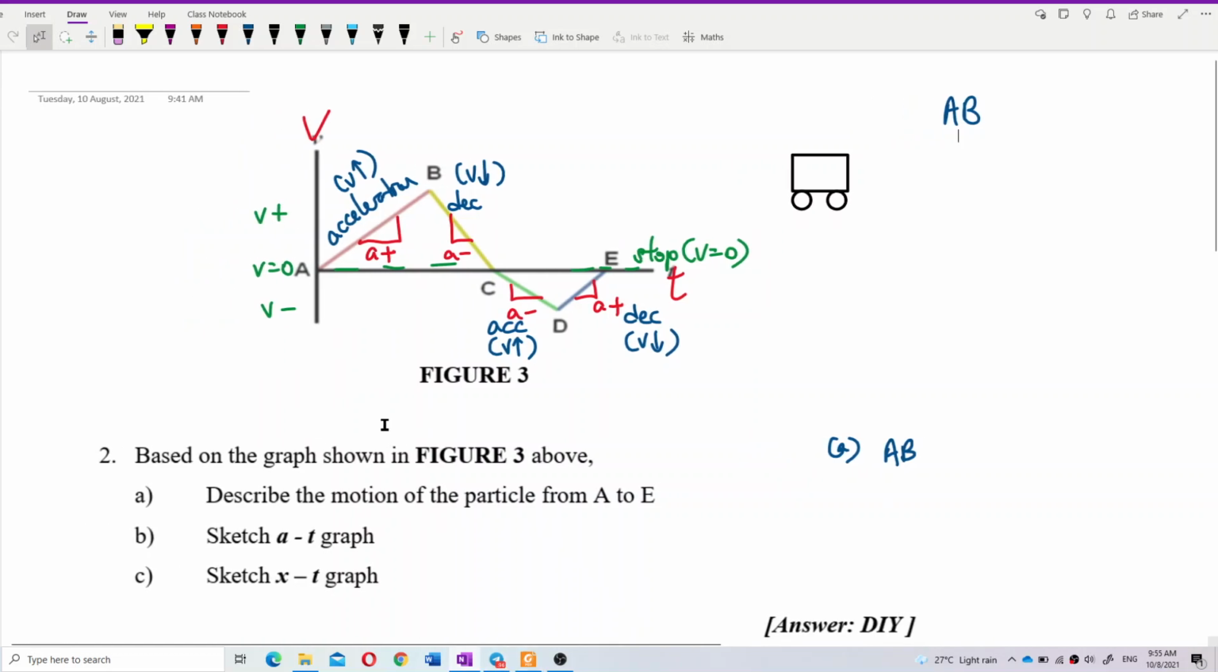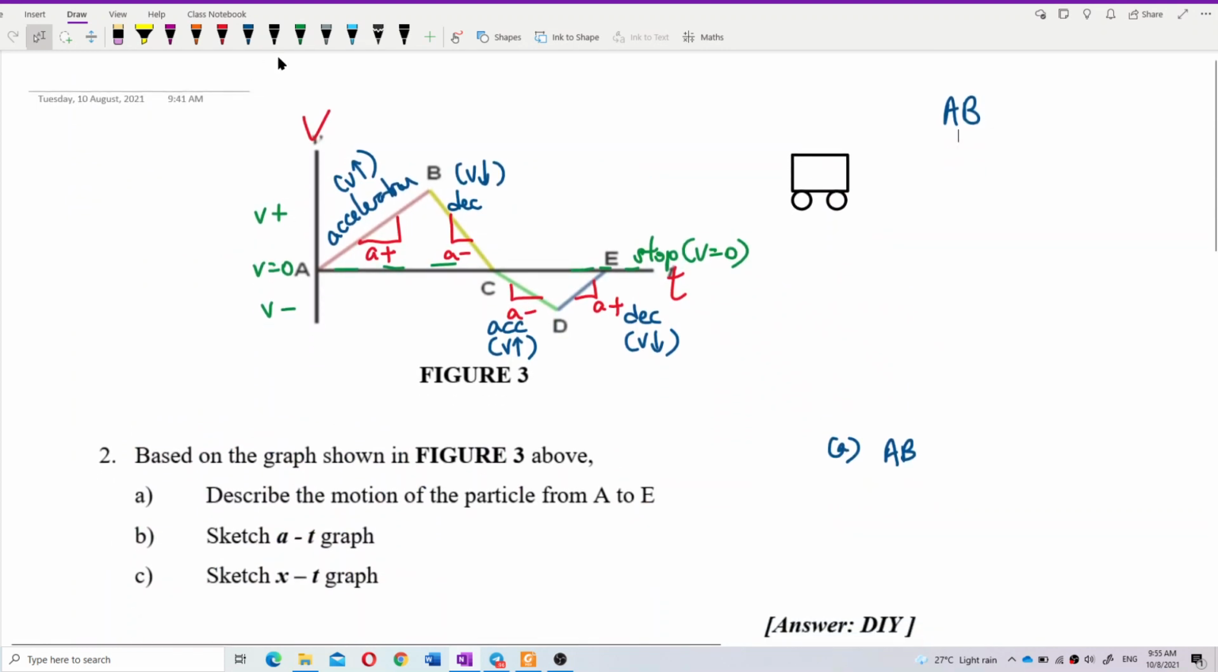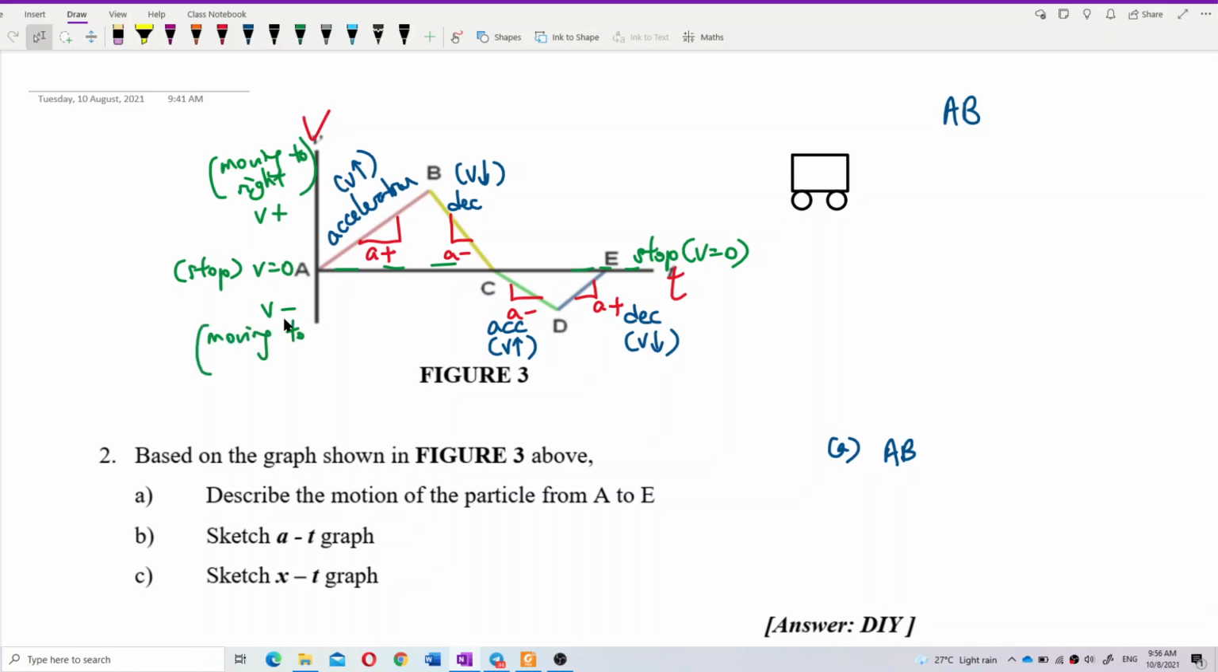What is meant by velocity positive? Positive velocity means the object is moving to the right. This one you must know. Maybe I should write it over here. Velocity positive means the direction of motion is to the right. V equals 0, on the time axis, means it stopped, not moving at all. V negative means moving to the left.